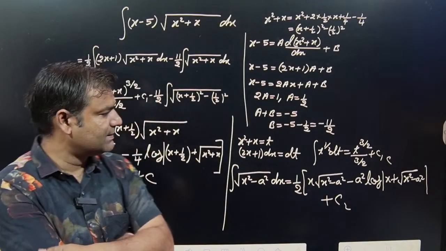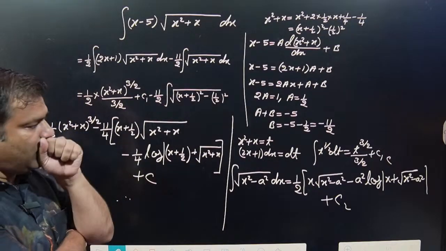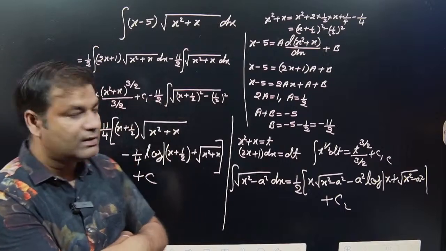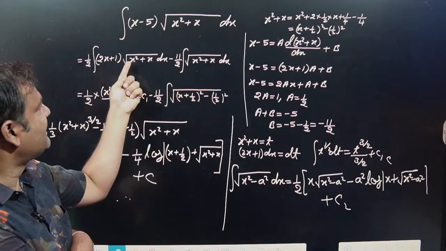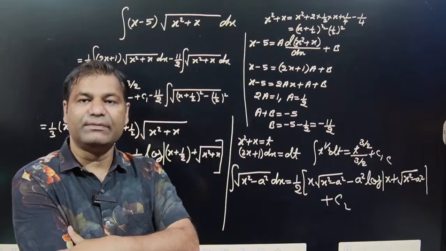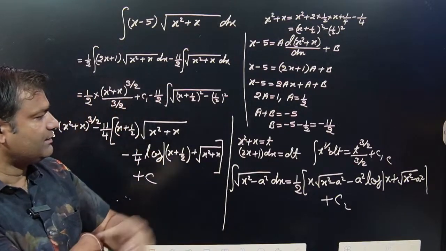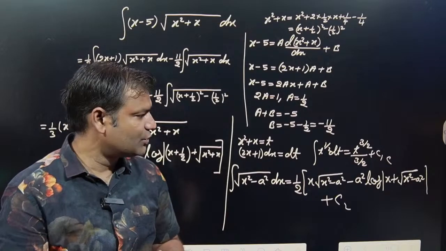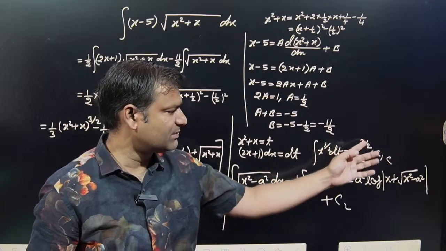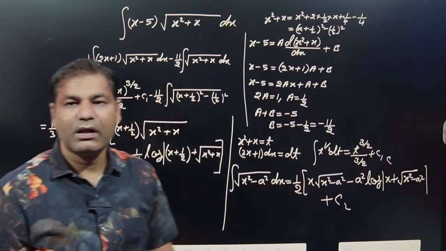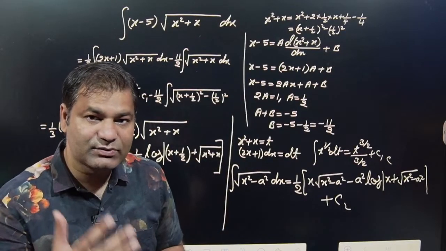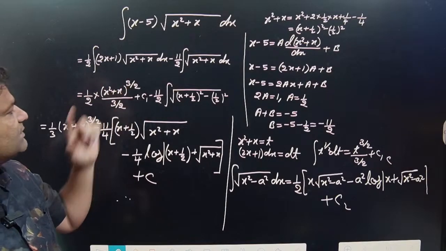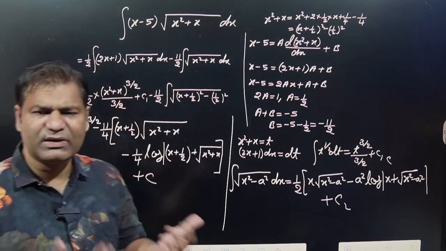After that, we integrate this one and then this one. If you look very carefully, here under root, x square plus x is t. If this is taken as t, then 2x plus 1 dx is replaced by dt. So the integration of this is t to the power 3 by 2 upon 3 by 2 plus c1. Here t is x square plus x, so t is replaced with x square plus x to the whole power 3 by 2, plus c1, a new constant.